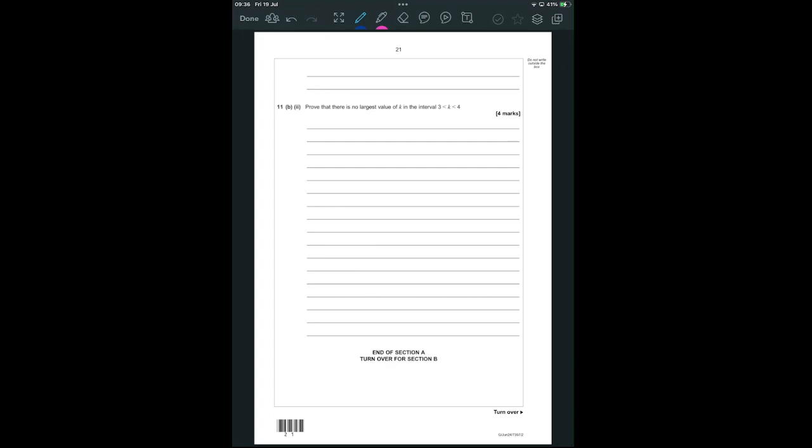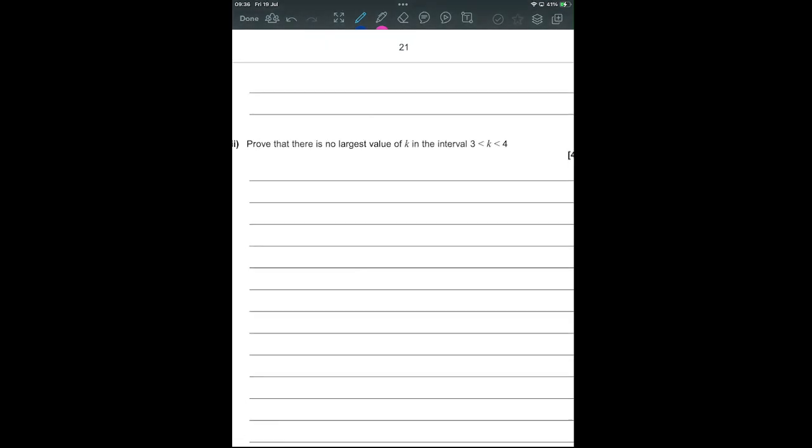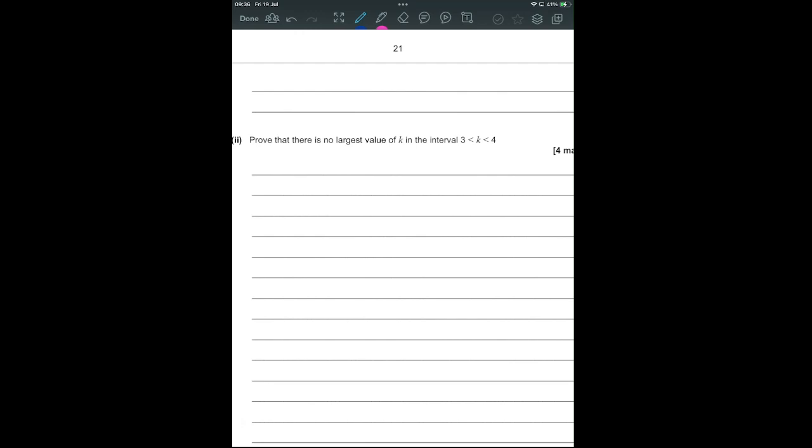Prove there's no largest value. Okay, this is a really nice question because it's basically written the proof out. It's now asked you to adapt that proof, but in the opposite way. So let's assume, we're going to do it by contradiction again. Assume x is the largest value with 3 less than x less than k.